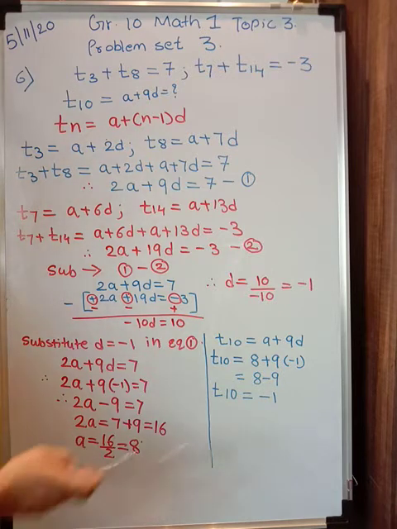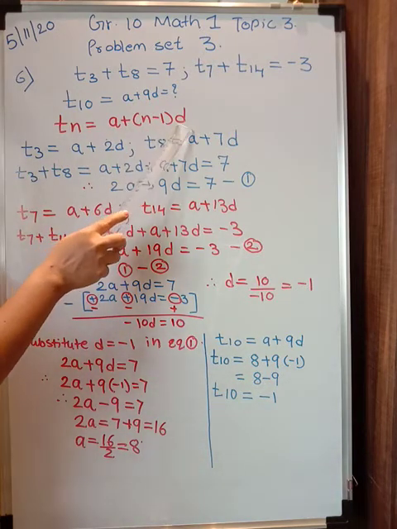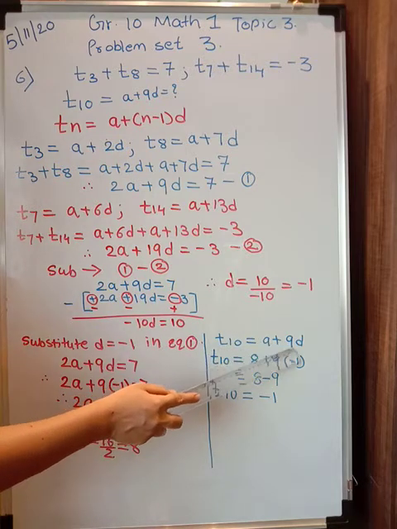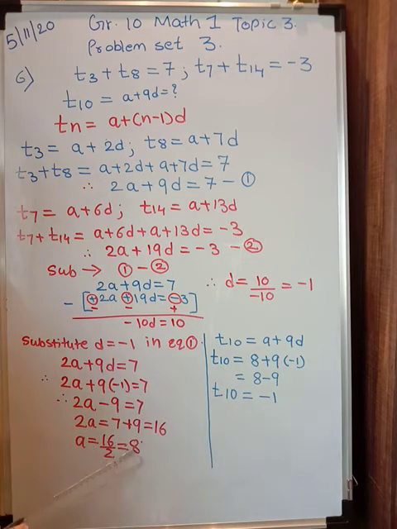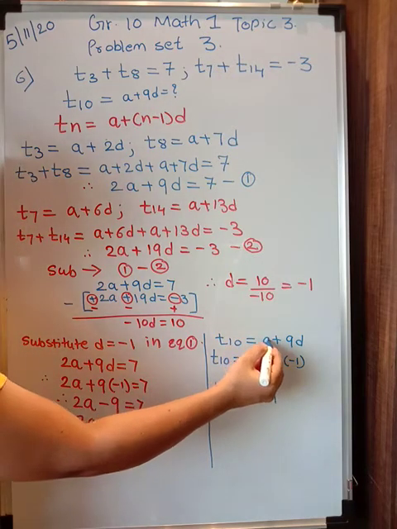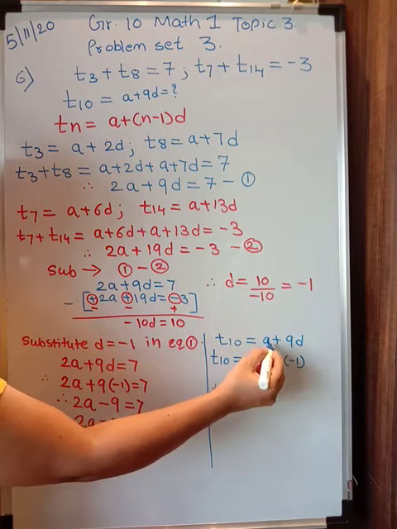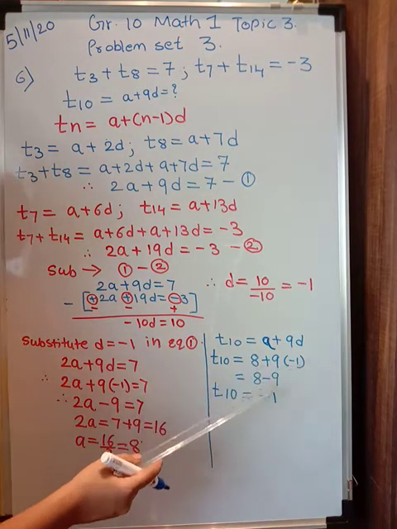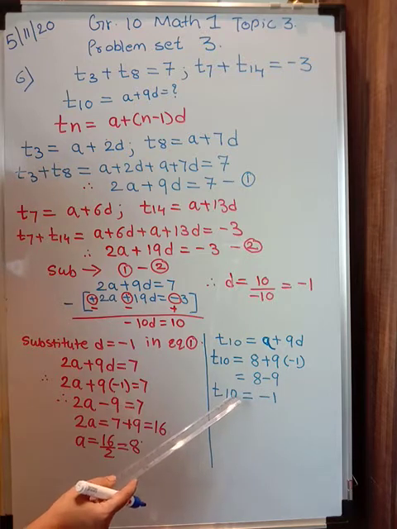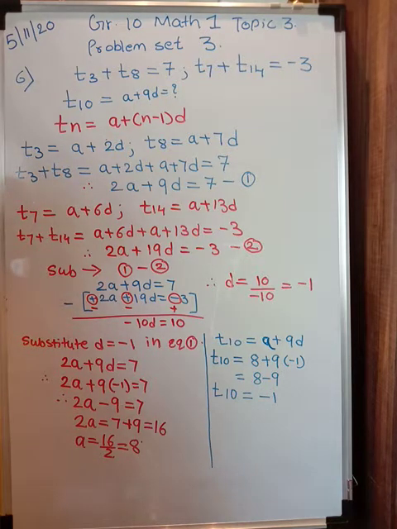Now we have A, we have D, we can find T10. What is the formula? Again, Tn is A plus n minus 1 into D. So T10 will be A plus 9D. So T10 will be equal to A, which we got here as 8, plus 9 into minus 1. So 8 minus 9. So T10 is equal to minus 1. Is this clear? Alright.